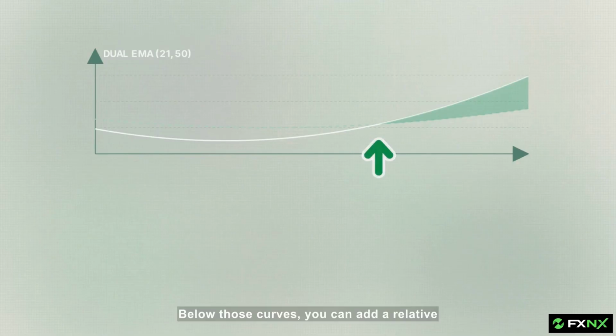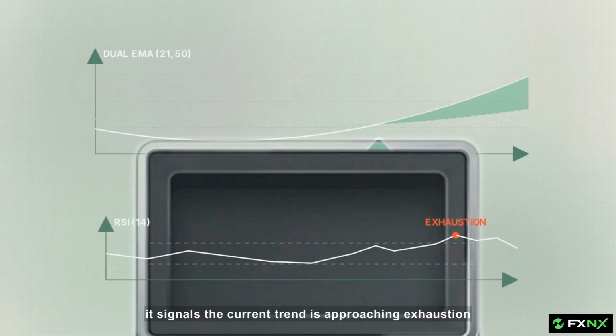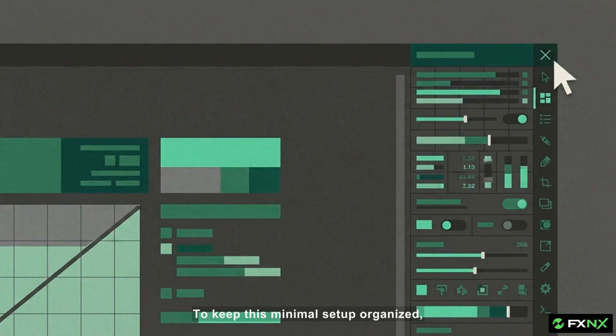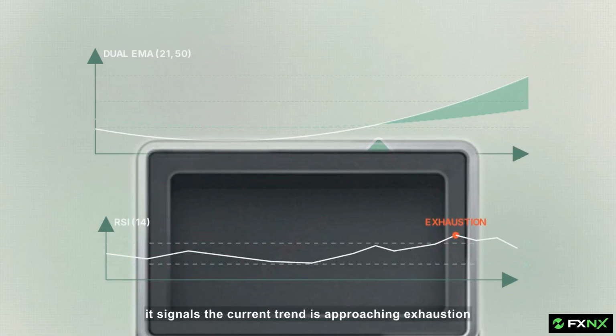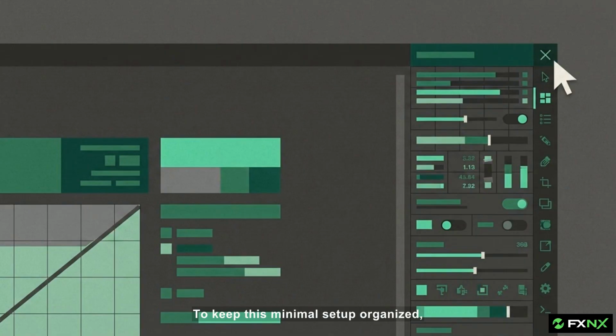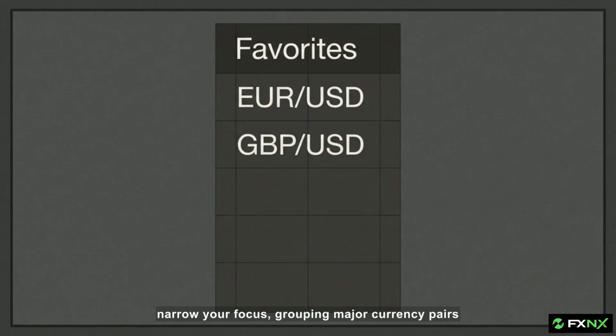Below those curves, you can add a relative strength index, or RSI, to track the speed of price changes. When this waveform violently hits its upper or lower boundaries, it signals the current trend is approaching exhaustion and a pullback is imminent. To keep this minimal setup organized, narrow your focus. Grouping major currency pairs or specific asset classes into tightly curated watch lists prevents you from endlessly scanning random charts.